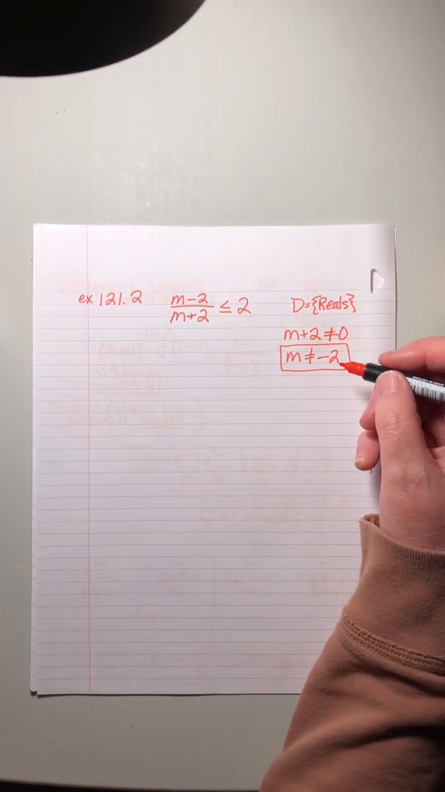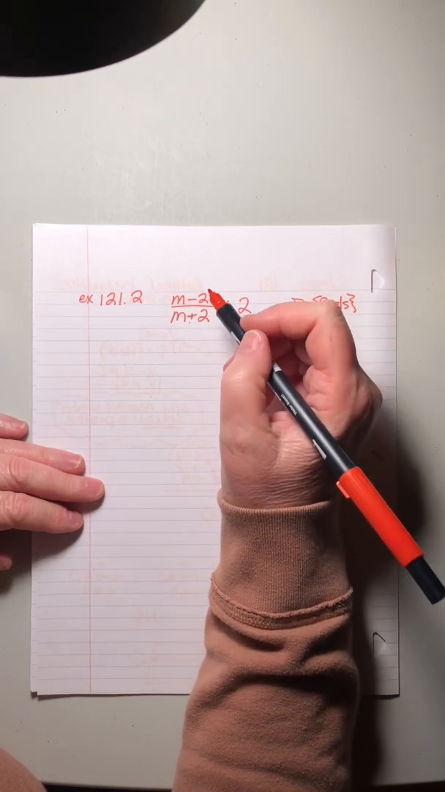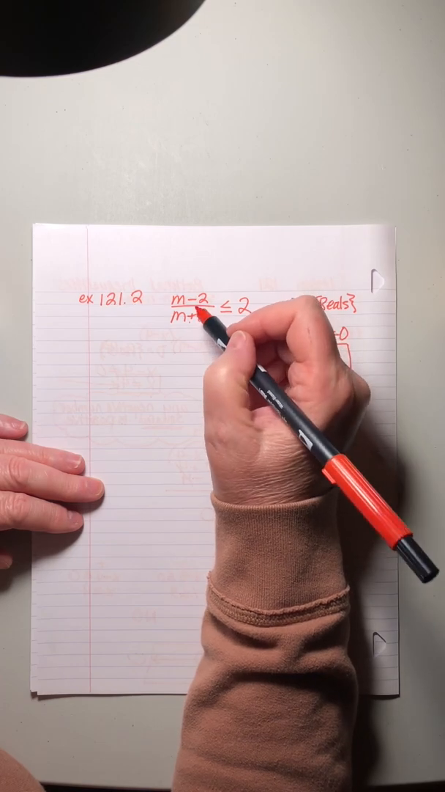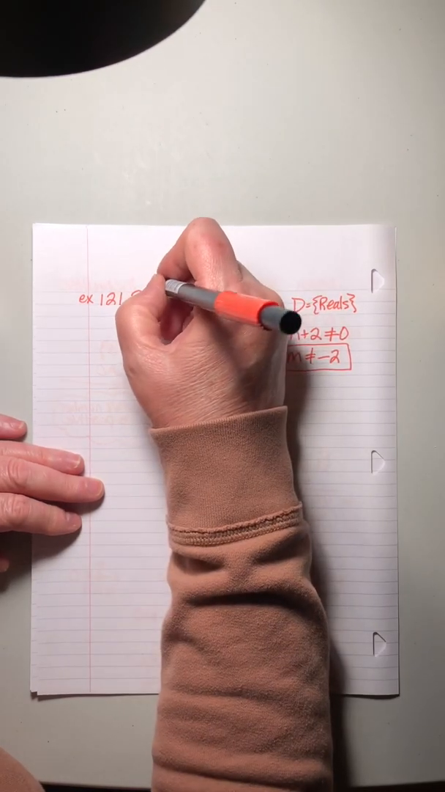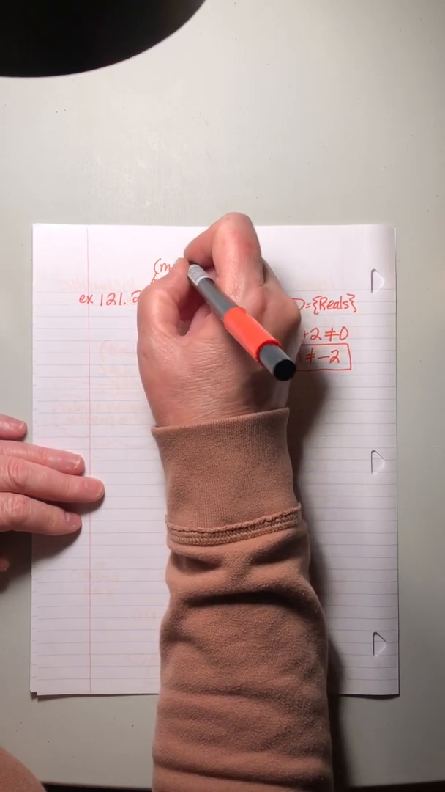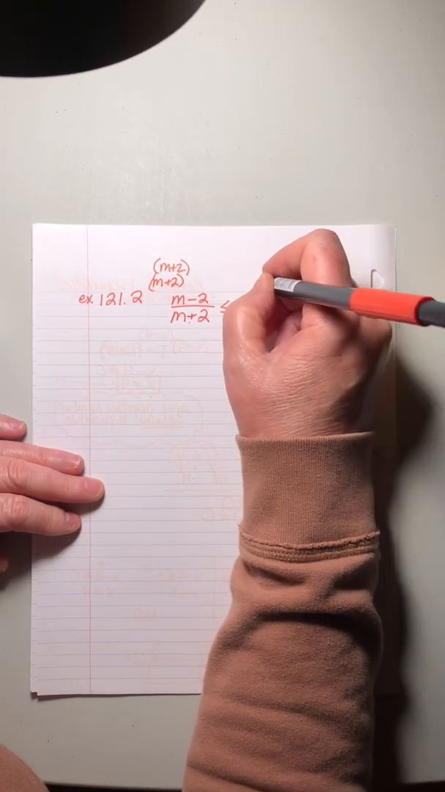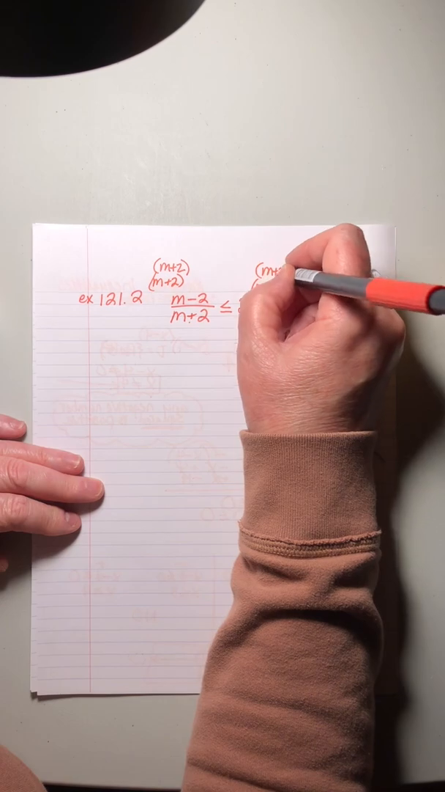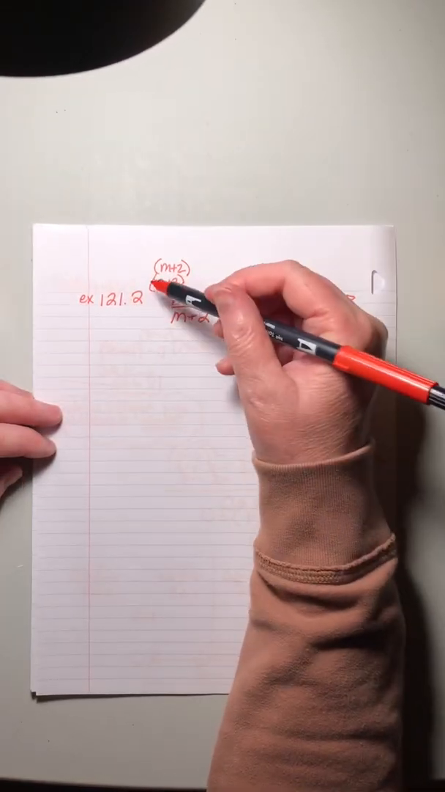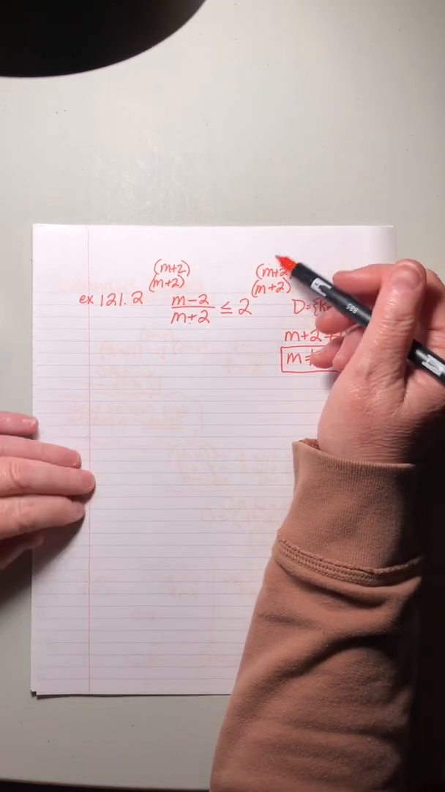Okay, so what we want to do is multiply this by the denominator squared so that we can cancel, but we know it's going to be positive. So over here, I'm going to do m plus 2 times m plus 2. And over here, I'm going to do the same. Some people like to just write the binomial once and write squared instead of writing it twice, but I like to do it like this. It just helps me remember what I'm doing a little better.